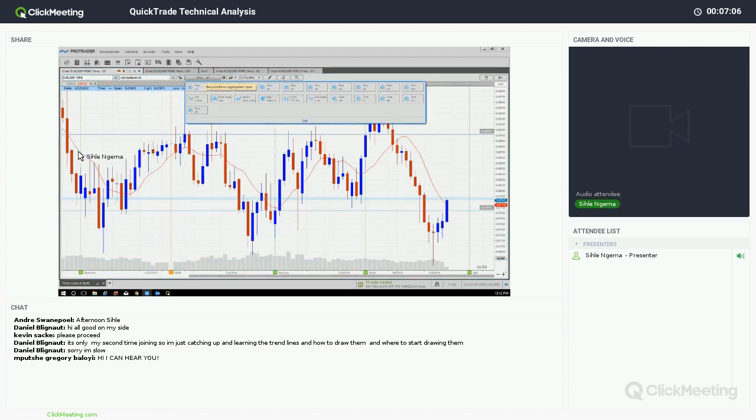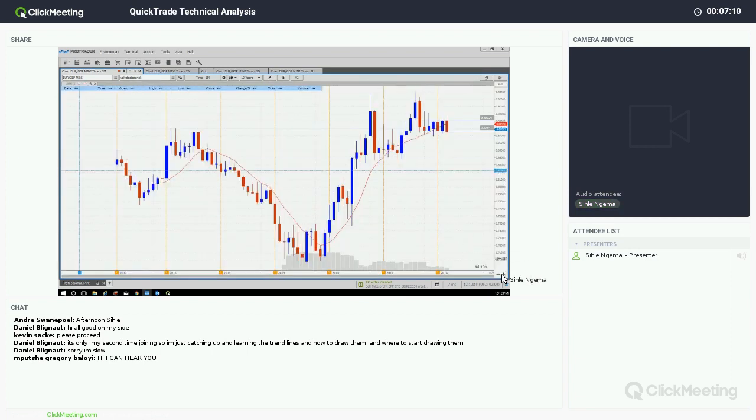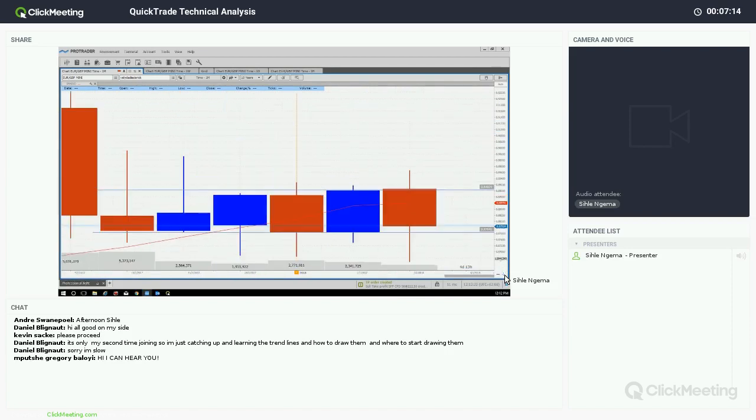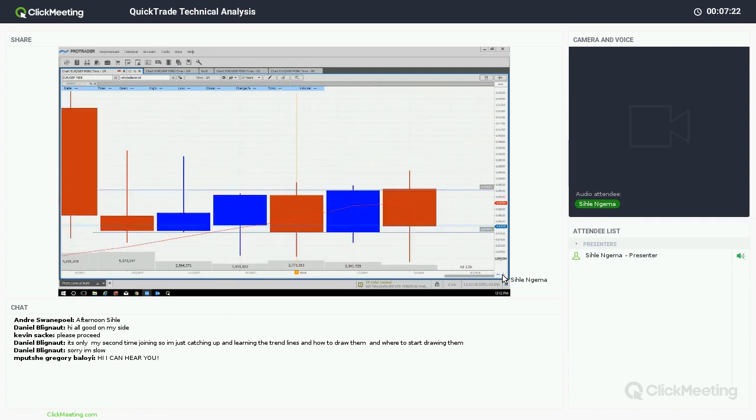Okay, let's do the monthly. This is the monthly time frame. We spoke about this one. Check those monthly bars there. These are monthly bars. This was October 2017, November, December 2017, Jan, Feb, March. This is March.